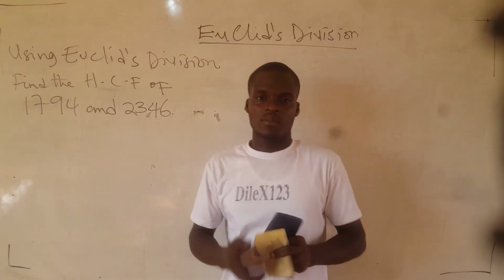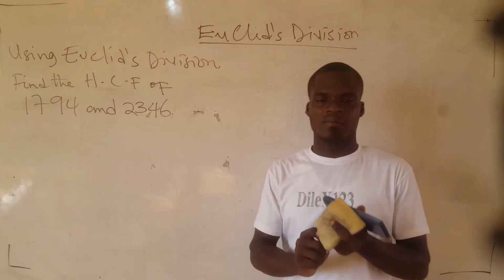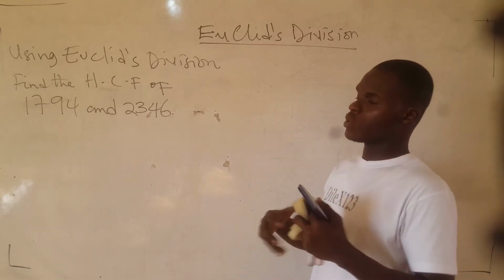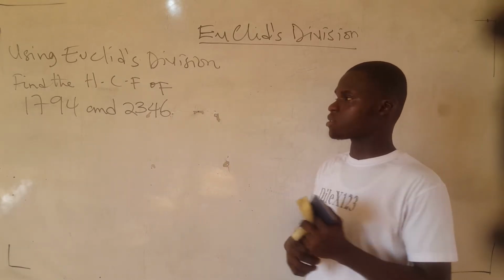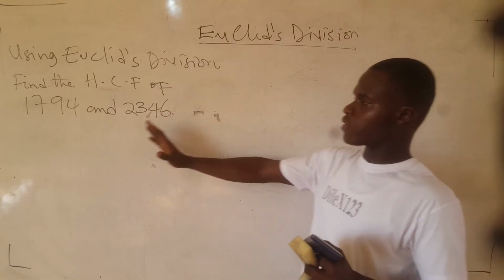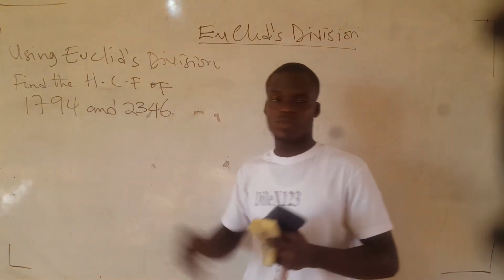Okay, hello, you are welcome to today's class on engineering mathematics. Today we want to use Euclid's division to solve questions. So we have to use Euclid's division to find the highest common factor of these two numbers.